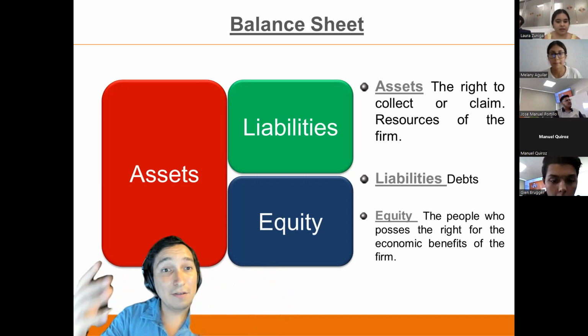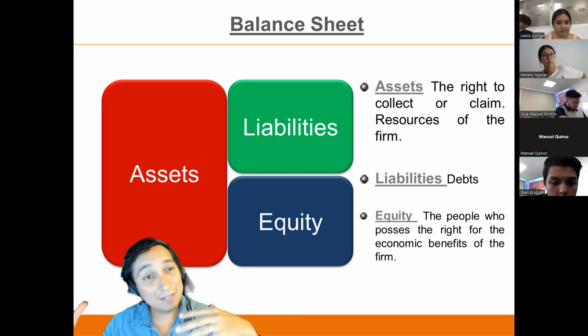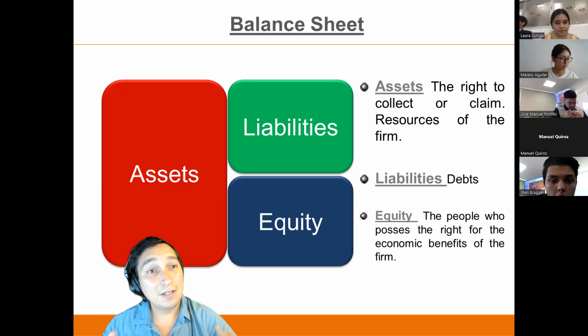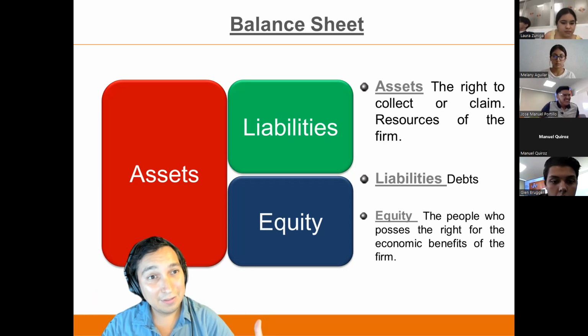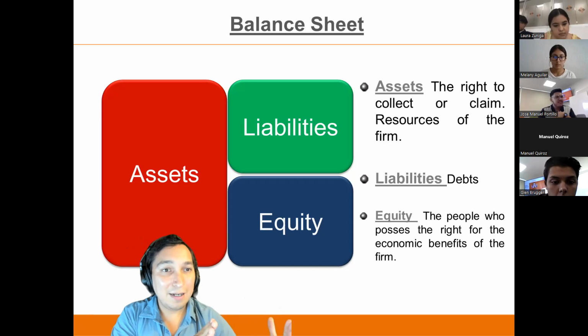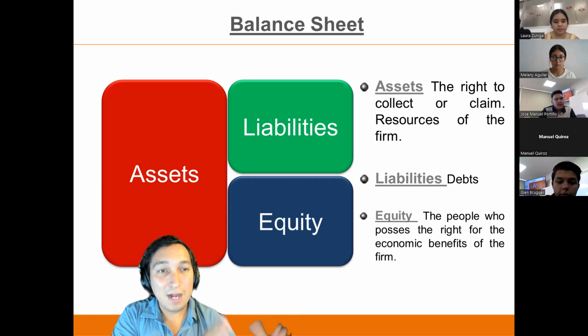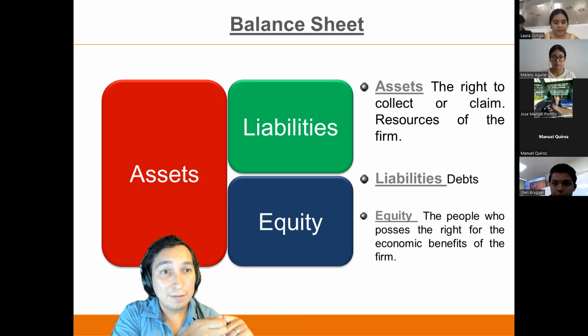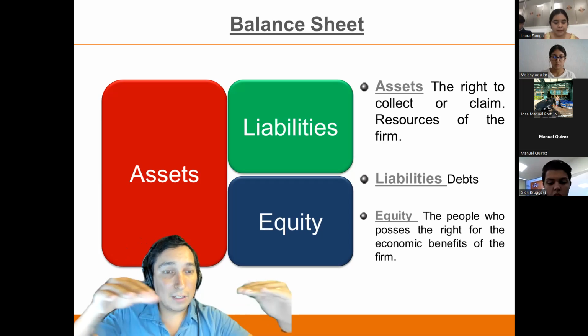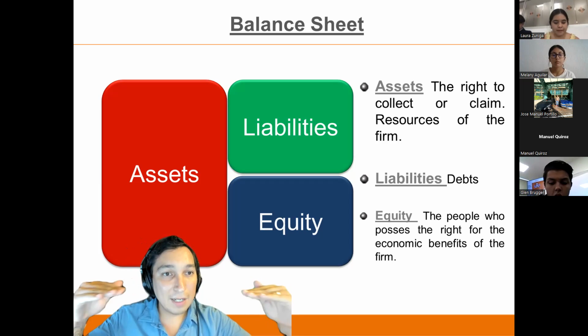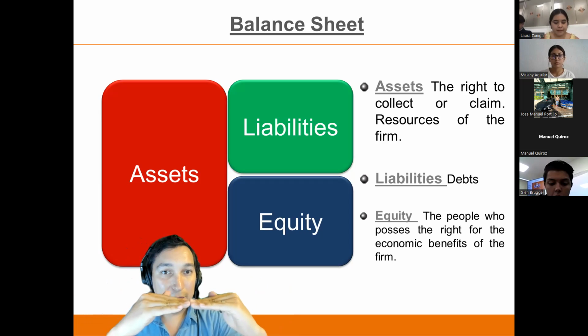So what's the difference? As an investor, you're expecting to have greater returns than by being a lender. Why? Because the debt is going to charge you an interest rate that is according to the market for that type of debt.